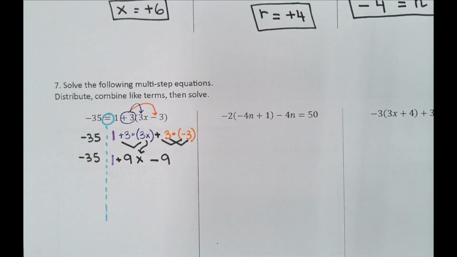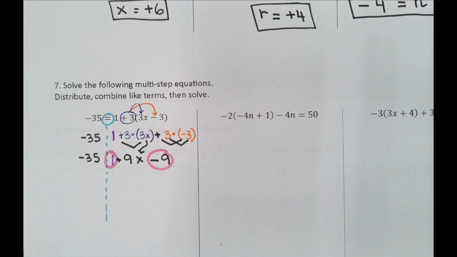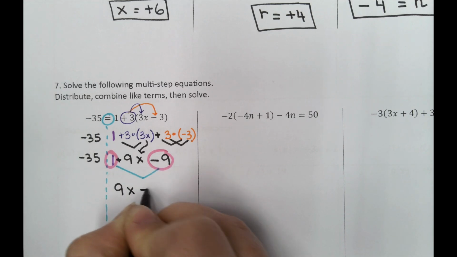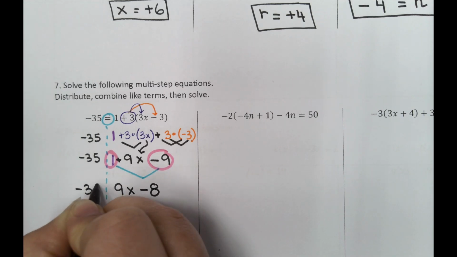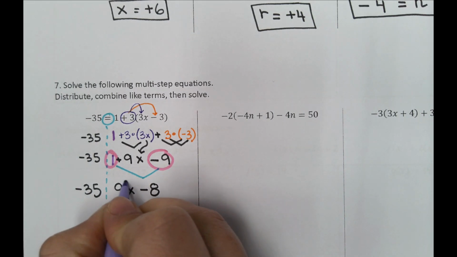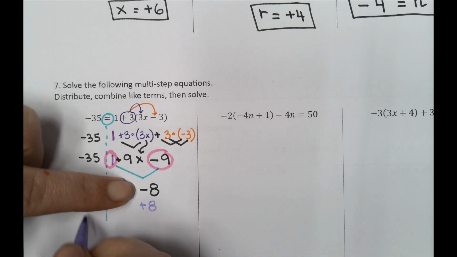Now, this is not a two-step equation. We're still in the multi-step because I have a negative 9 and a positive 1 here that we need to combine. This is combining like terms, which ends up giving us 9x, negative 9 plus 1 positive is a negative 8. Bring down that negative 35. Now, in this location, we are at our two-step equation. So we are going to circle 9x, positive if you want. Cover your finger. I'm going to add 8 to both sides.